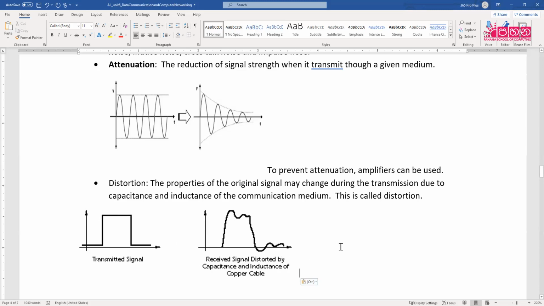So this is called distortion. The shape of the signal may change during the transmission. So when you input a digital signal like this, but when you receive it right at the end, you might get something like this. So basically what you have to do is you have to change this.